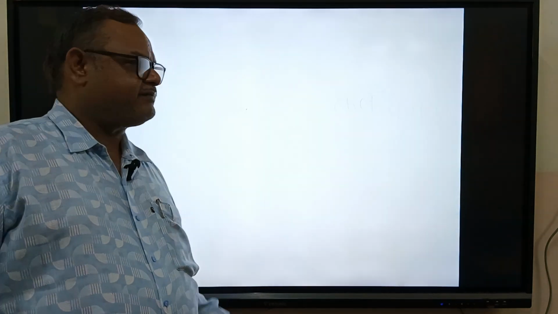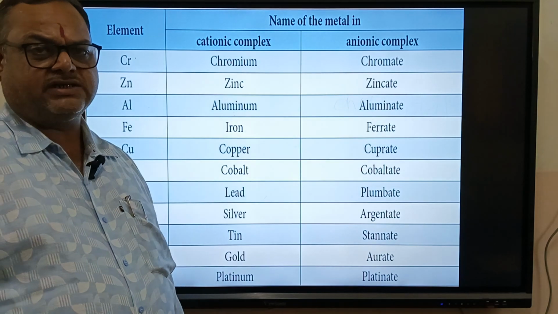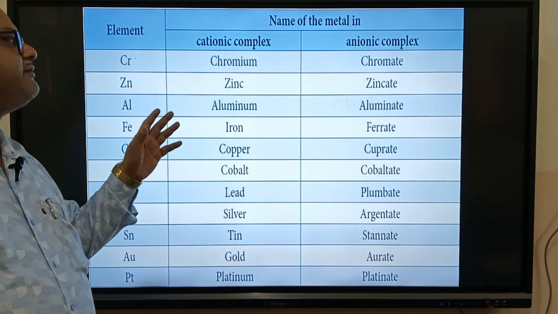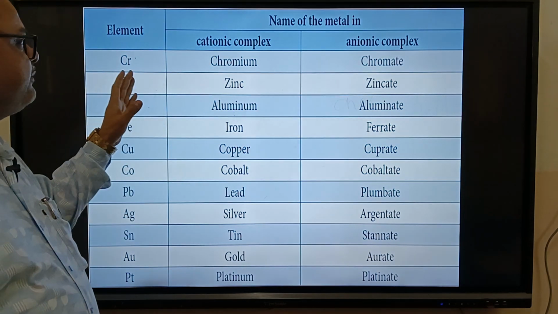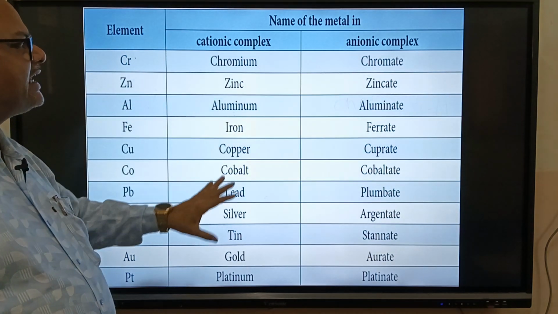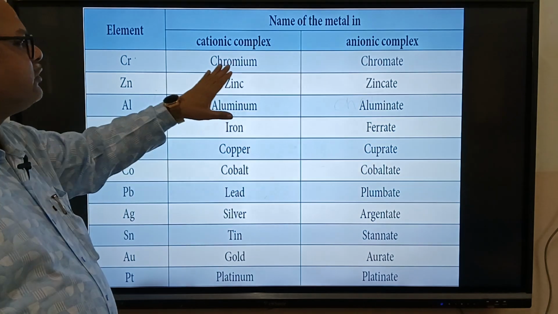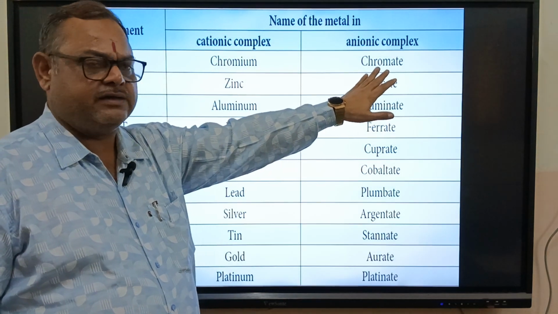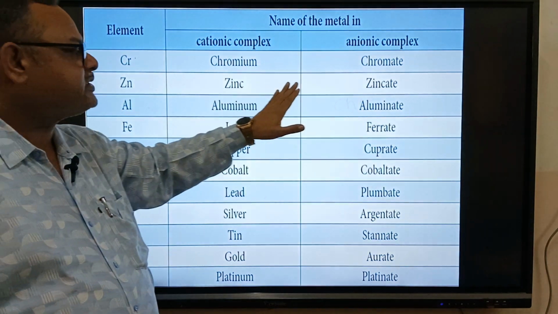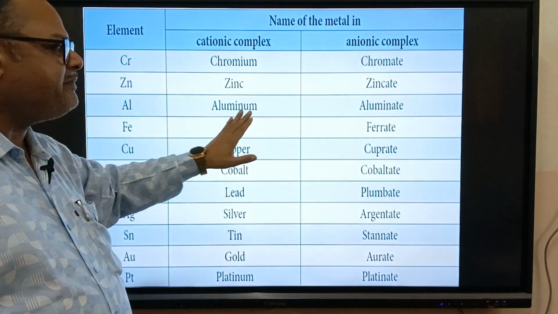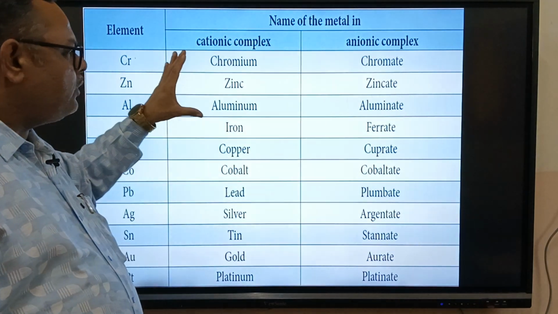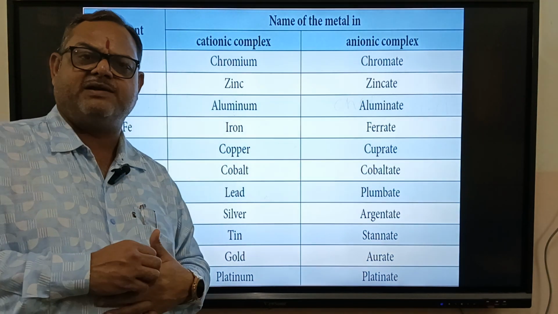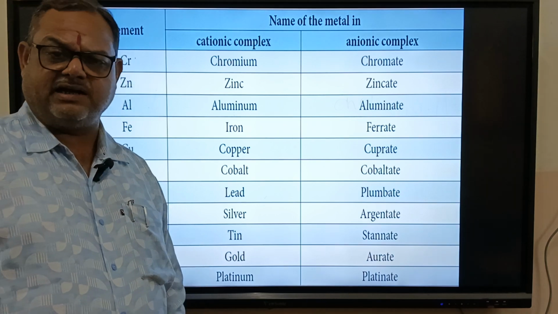After writing the name of the metal, we write the oxidation state of the central metal in a small bracket. See, here we have the name of the metal when present in a cationic or neutral complex, that is chromium. In an anionic complex, it becomes chromate. Zinc becomes zincate. Aluminium becomes aluminate. So we write the suffix ate after the name of the metal. Generally, the name used is the Latin name.